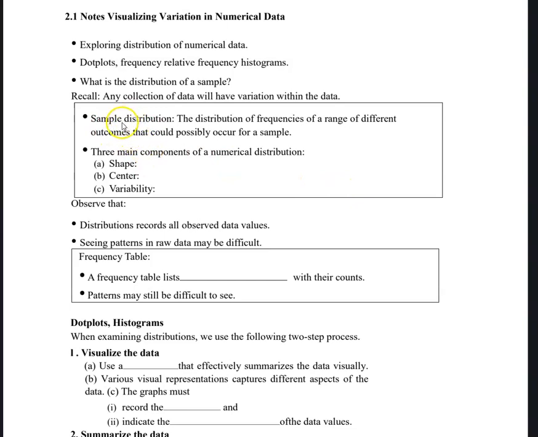So when we have a sample of numerical data, we call that the sampling distribution, and that's the distribution or visual display that shows us all the frequencies for the different outcomes for that particular sample.